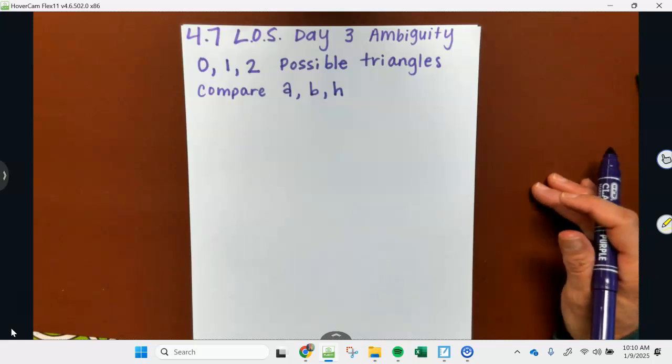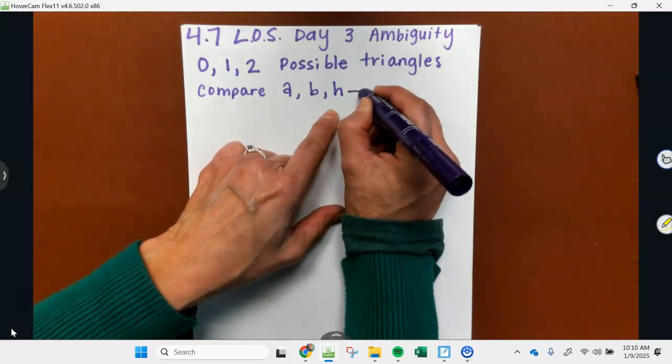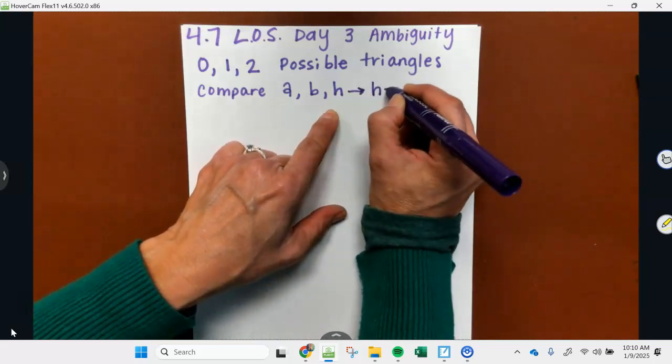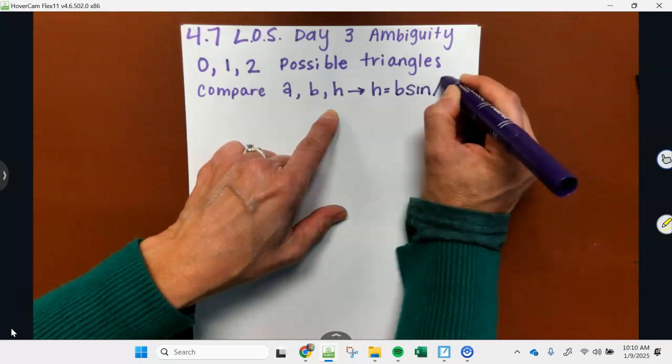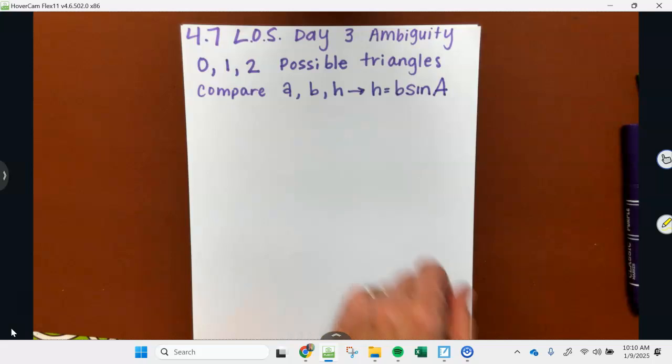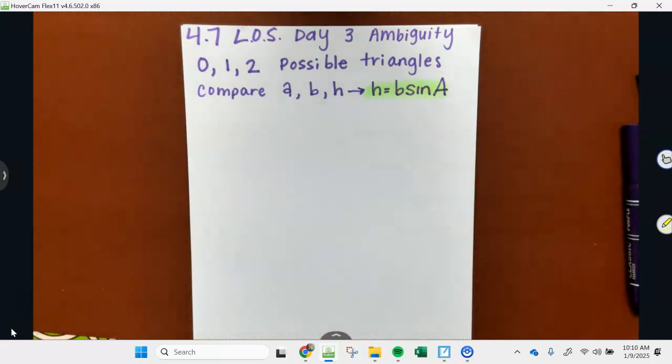I'm not giving you this formula, so make sure you make a little note that you have to memorize this. H is leg B times the sine value of A. And remember, this isn't printed, so you're going to have to memorize that. B sine A.